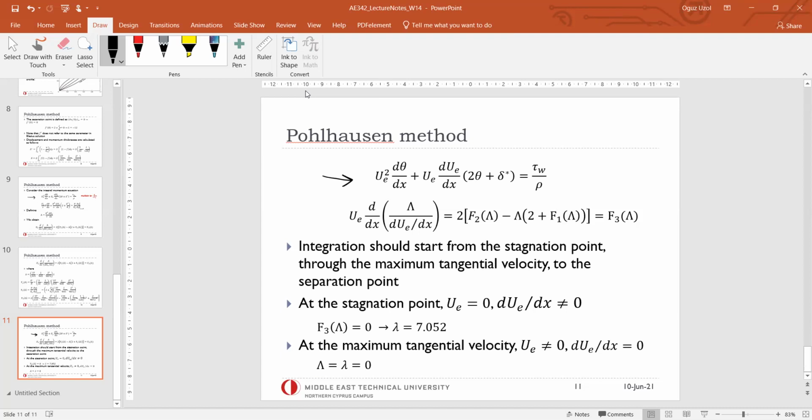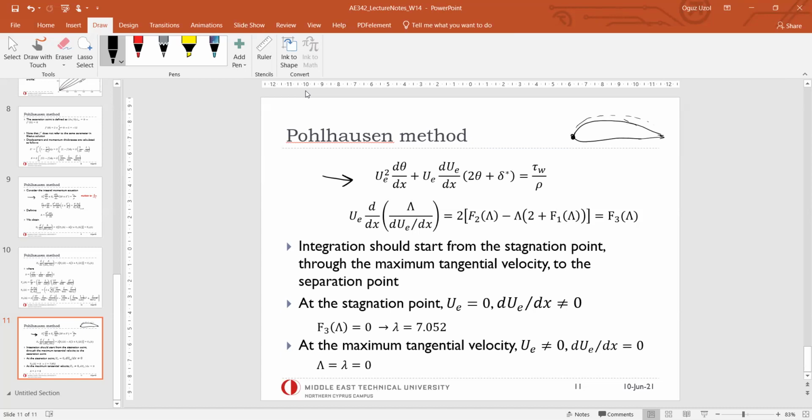What do I mean by that? The geometry can be general. So let's say we are talking now about an airfoil geometry, some kind of airfoil, and we would like to get the boundary layer characteristics over this airfoil.